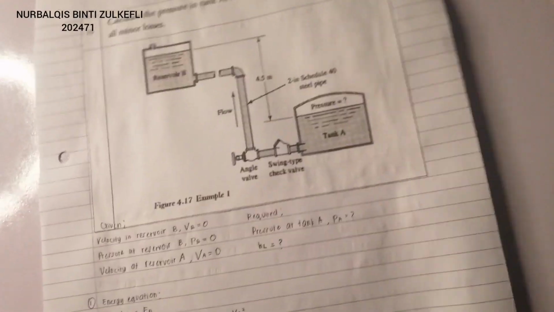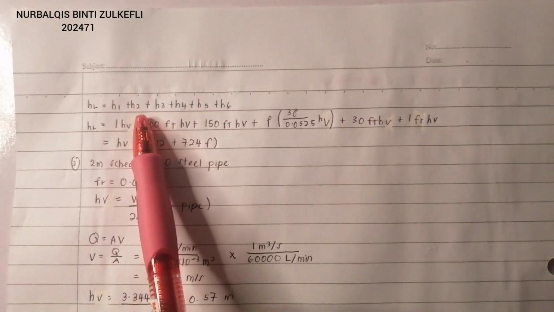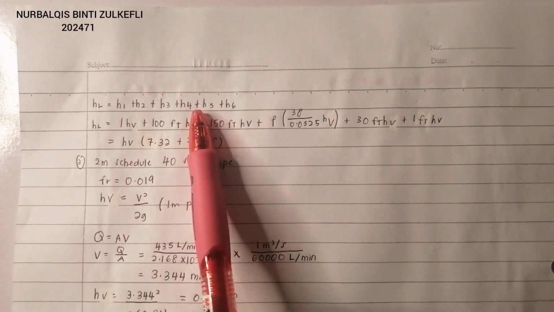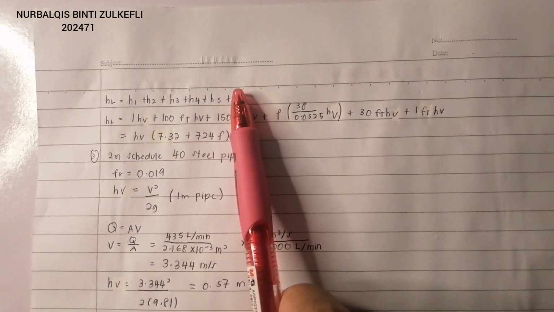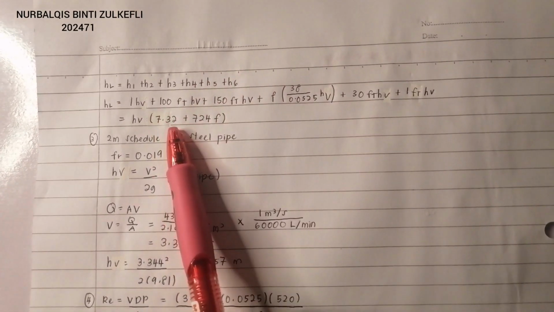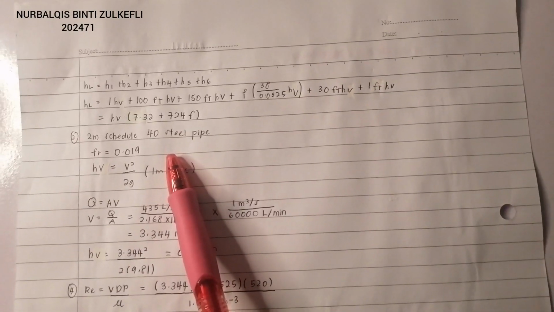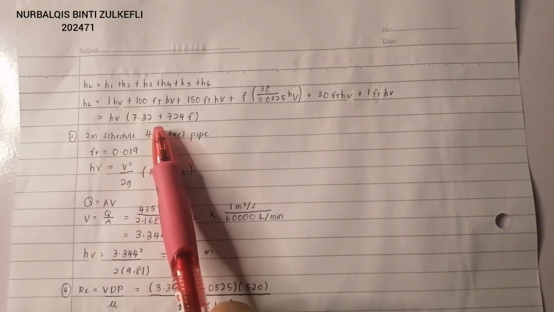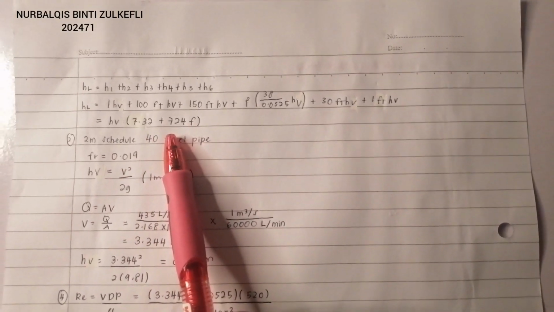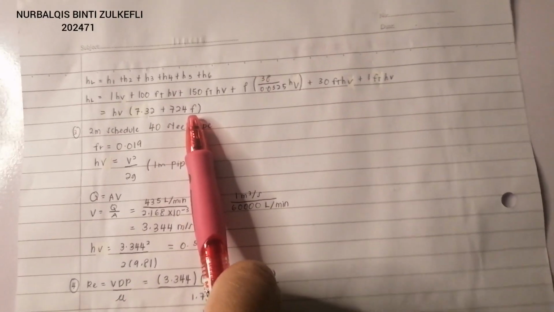From what I said, HL is equal to H1 plus H2 plus H3 plus H4 plus H5 plus H6. Then after putting in the values, we get HL equals HV times 7.32 plus 724 times the friction factor.